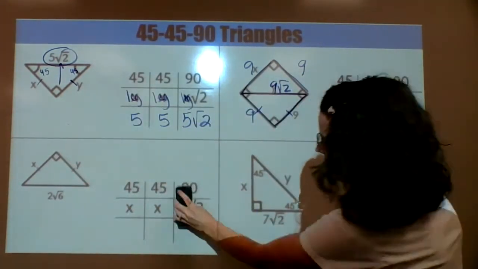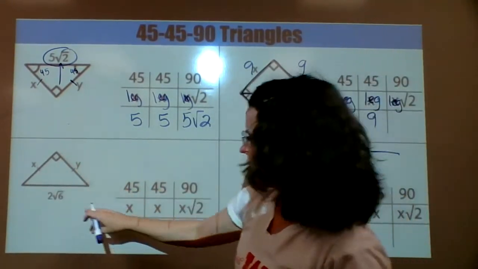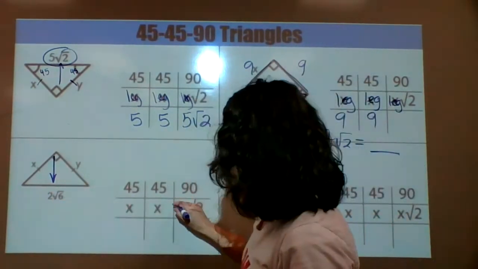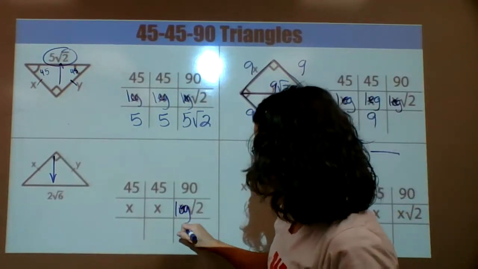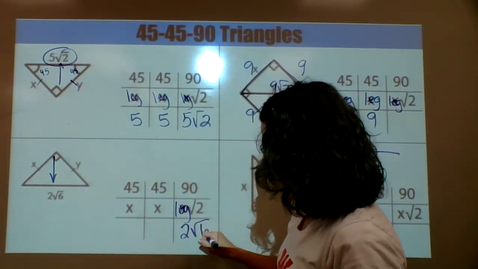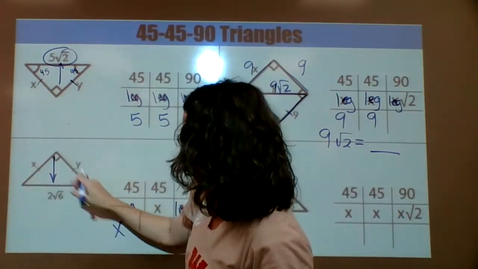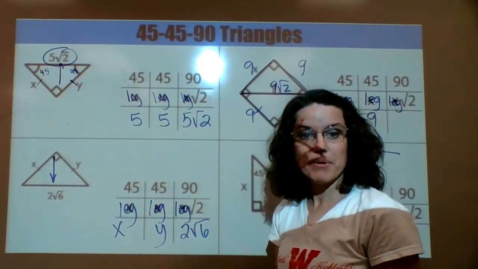Down here, got some junk in the way. I've got x and I've got y. So my hypotenuse is 2 root 6. And so it's going to be the leg times the square root of 2, and it's going to be 2 root 6. One of my legs will be x. Another of my legs will be y. And I'm going to find them both now.